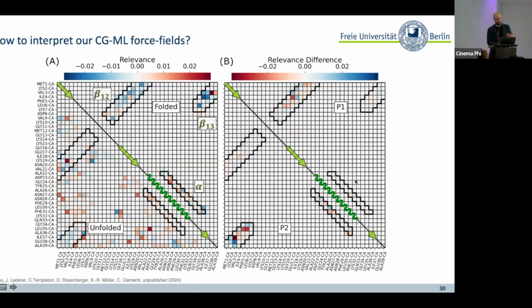And again, the results that we get are completely in agreement with what we would expect from the knowledge of our system. So in the P1 state, this tells us that the alpha region and beta 1-3 are already formed, and beta 1-2 is not as stable as in the folded state. So again, this is completely correct from the physical point of view, and the same for P2. So beta 1-2 is already as stable as in the folded state, while beta 1-3 and the alpha region still have to be formed.